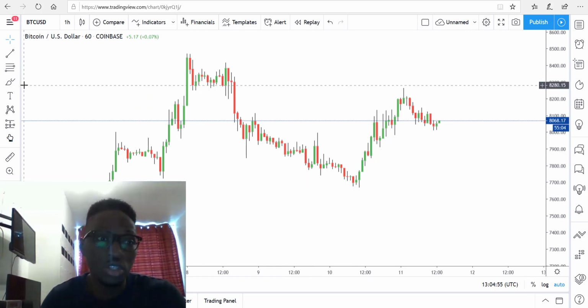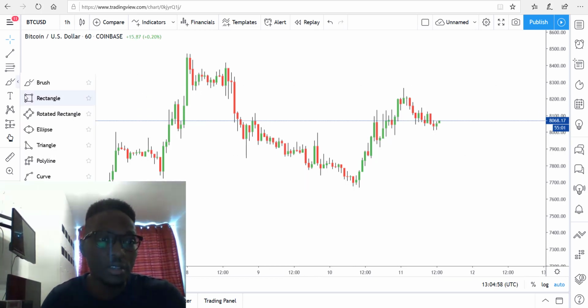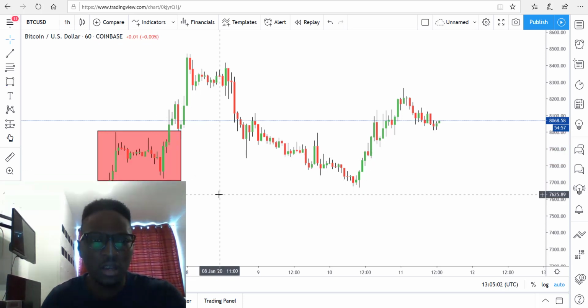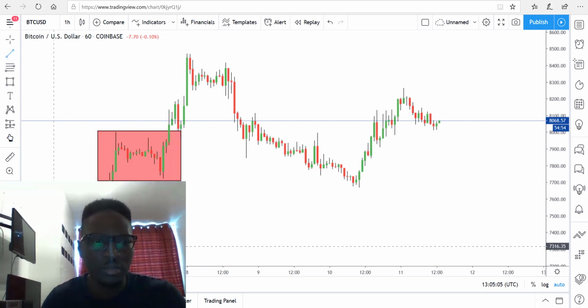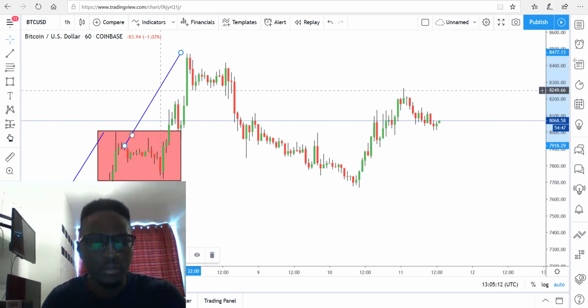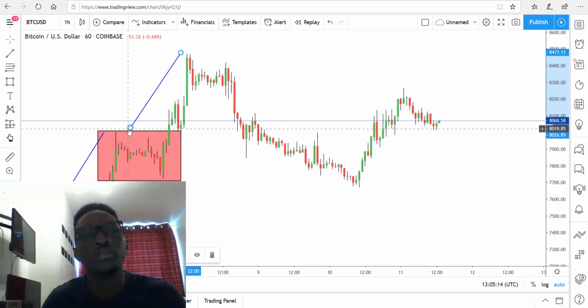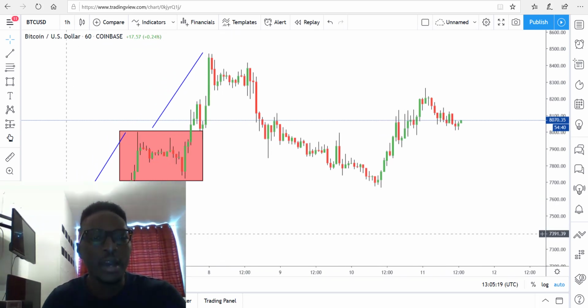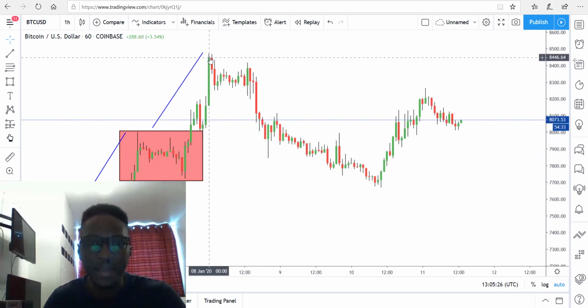So the first thing I'm going to do is mark up this little area here. I'm just going to draw a little box here, and I'm going to put a line here. What you're going to see is that we had an impulse leg here, and we had a correction here, and then we have another impulse leg here. So this is the classic structure of a bullish market.